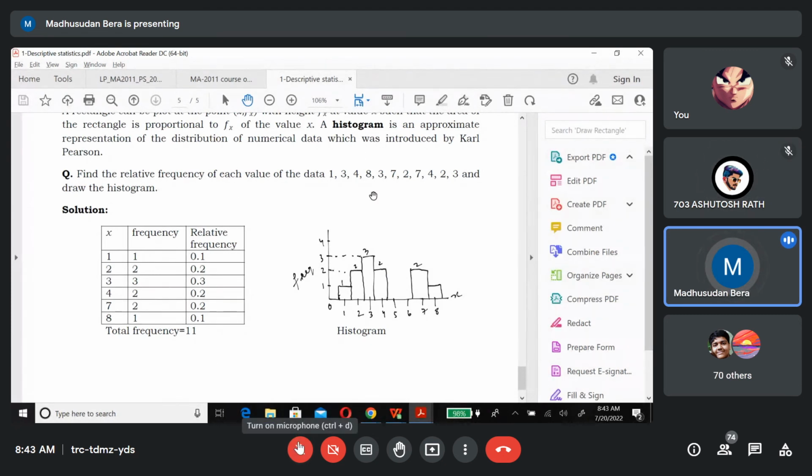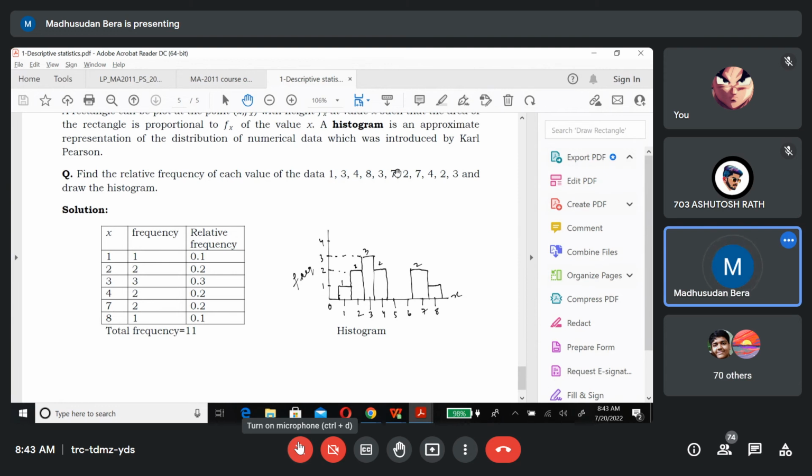One thing, this question is wrong actually. Find the relative frequency of each of the data 1, 3, 4, 8, 3, 7, 2, 4, 7, 2, 3 and draw the histogram. Here what is wrong? Finding this relative frequency is wrong. How many data? 1, 2, 3, 4, 5, 6, 7, 8, 9, 10, 11 data. So total frequency is 11. 1 occurs once, frequency 1.